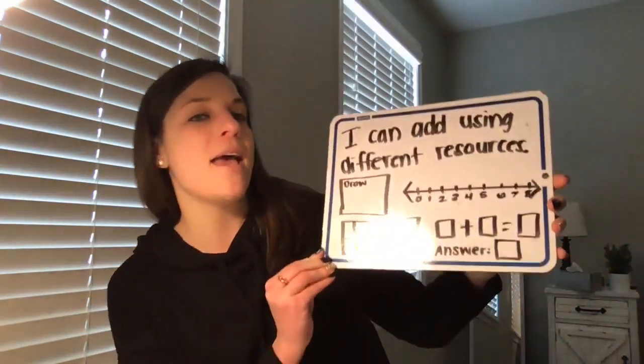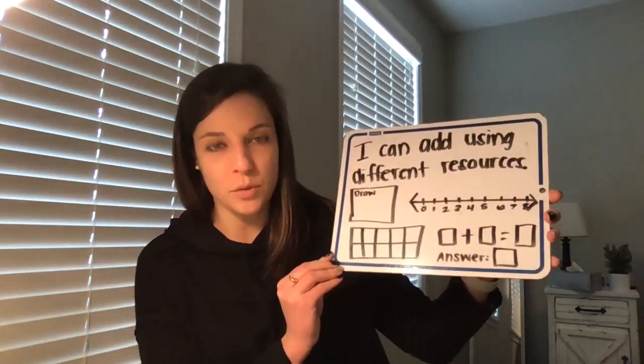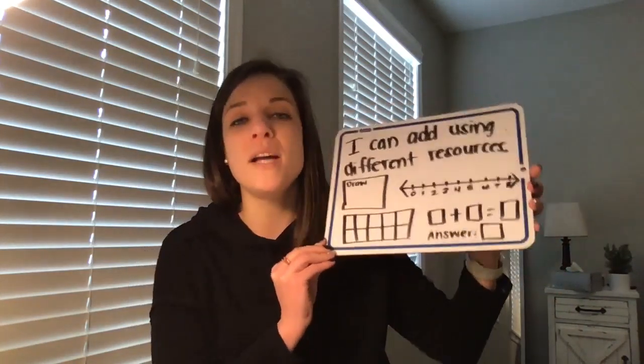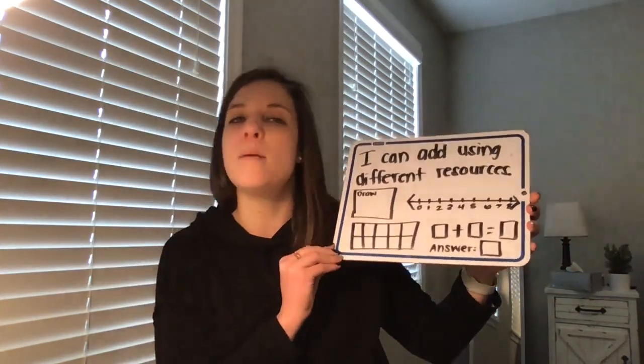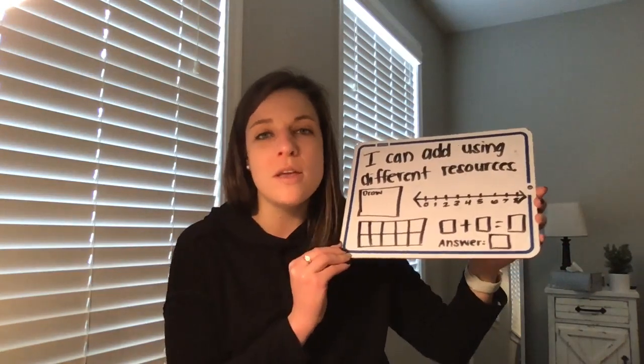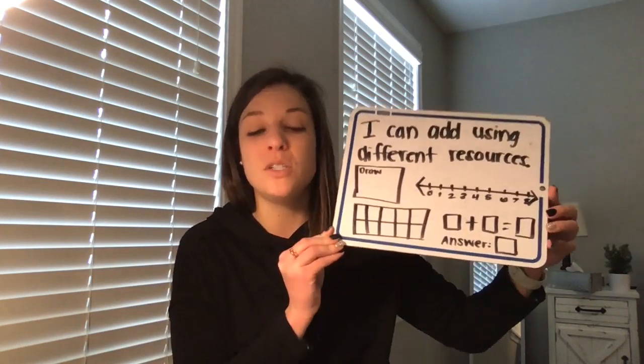Today we're going to work on a learning target that says, I can add using different resources. So we have been practicing with a 10 frame, number line, drawing pictures, using our fingers even. We're going to do that today by answering an addition sentence. We're going to listen to a story and then solve the problem in different ways. But before we get started, let's go over some of our skill review practice.